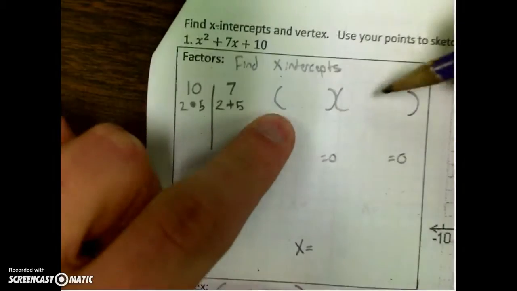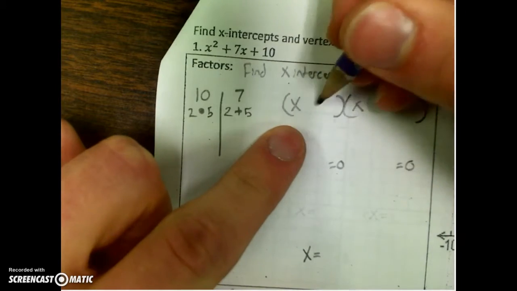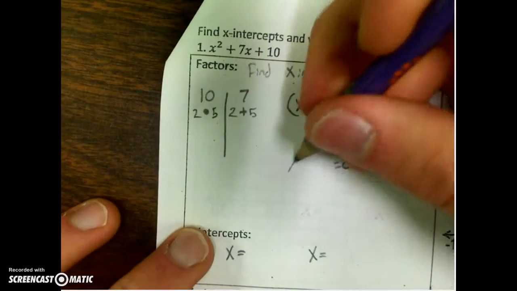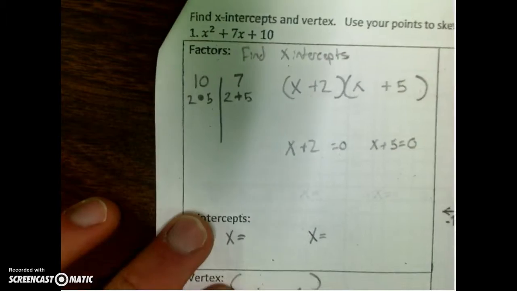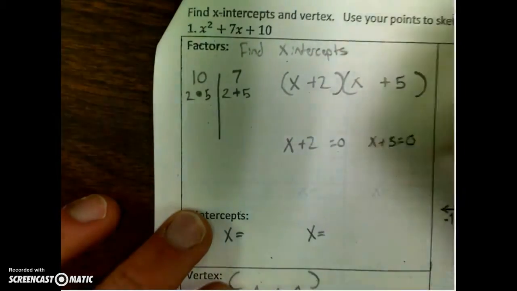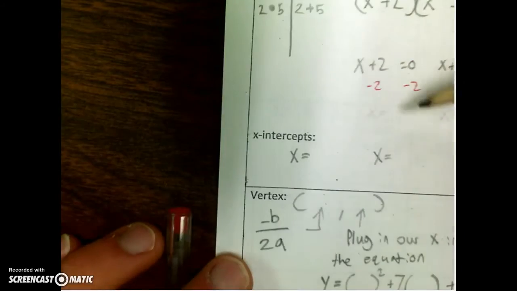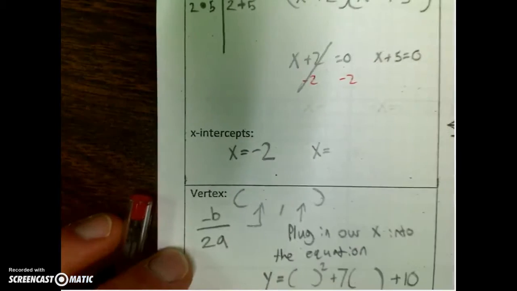All right, so what goes out in front? Well, I'm looking for an x squared. So I need an x times x. One of them's with a plus 2. Another one's with a plus 5. I'll set both pieces up equal to 0 and then solve for my x. So here we'll subtract a 2 on both sides. All right, so one of our x's is going to equal a negative 2.